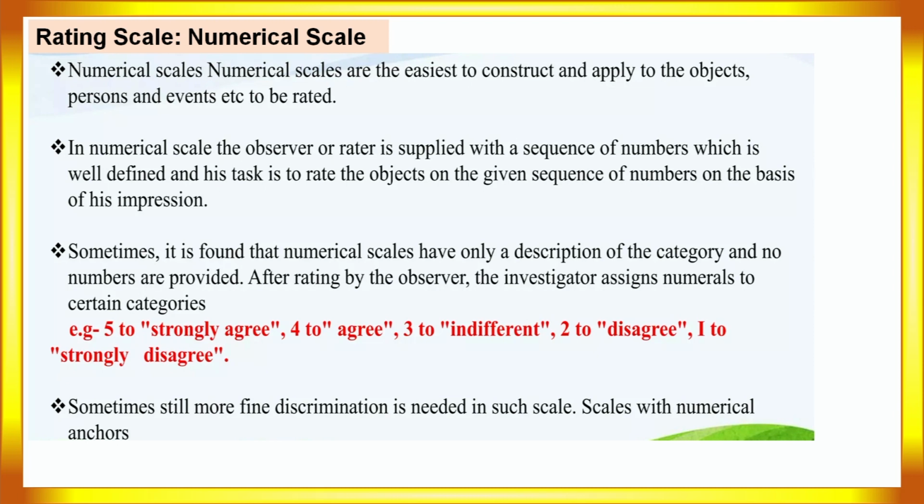But in case of a negative statement, we generally change the sequence of the numerals. In case of a positive statement in a numerical scale, the strongly agree response is rated with the highest number. In case of a negative statement, it is the opposite: the most negative response, here strongly disagree, is rated with the highest number. That is the only difference.